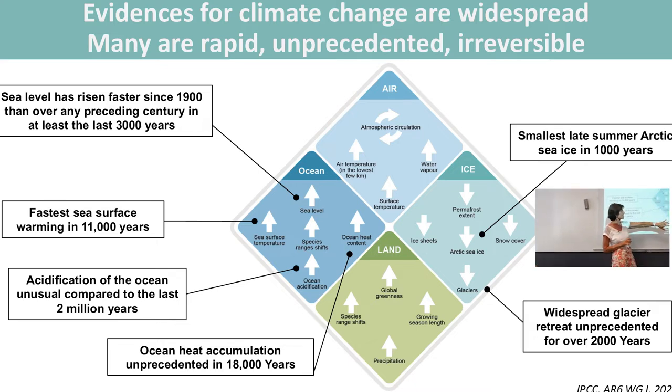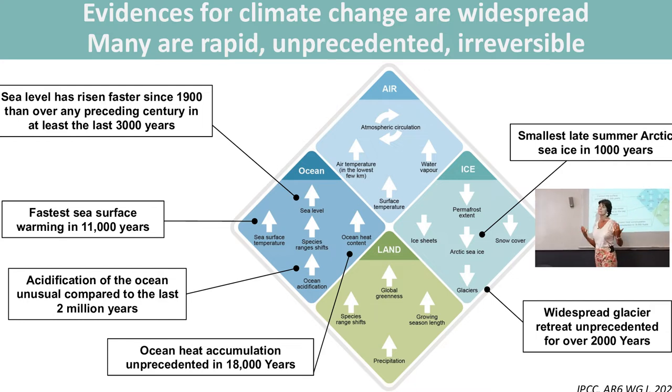So we have evidence on the land. There is a species range shift. You have greening of vegetation in the northern latitudes and at high altitudes. If you do some hikes, you will see that from year to year the snow limit and the tree limit are going further up in altitude. We have, of course, a lot of evidence in the ice. The areas of permafrost are shrinking. The snow cover decreases in the mountainous areas.